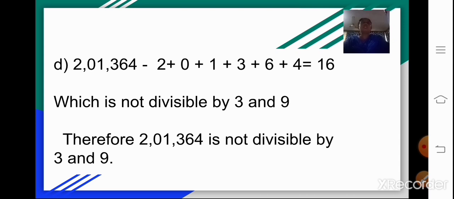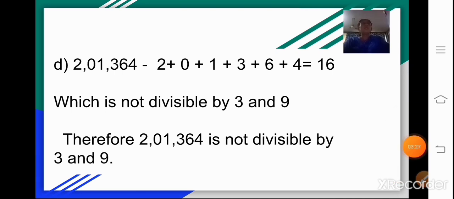Coming to the next sum, 2,01,364. Now when you add all the digits, that is 2 plus 0 plus 1 plus 3 plus 6 plus 4, you get the sum as 16. Now 16 is not divisible by 3, or you can say 16 is not a multiple of 3 as well as 9. So this number, that is 2,01,364, is not divisible by 3 as well as by 9.